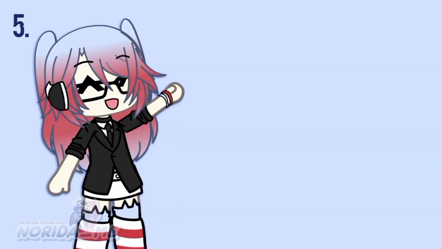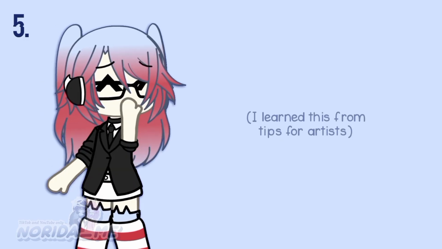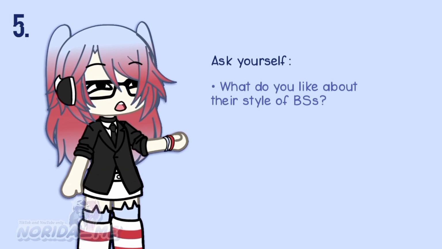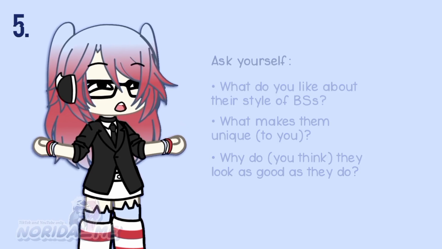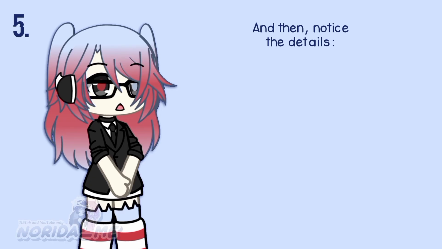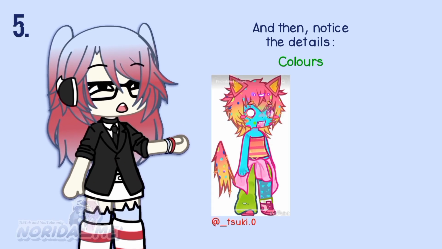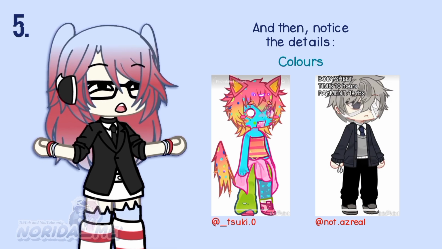Step 5. This is an extremely important step. Observe how others do it. I learned it from tips for artists. Ask yourself, what do you like about their style of body sheets? What makes them unique? Why do they look as good as they do? And then notice details. For example, colors, some are saturated and therefore stand out, some are not, therefore contrast with those that do and fall behind, not pulling your attention to unnecessary details.